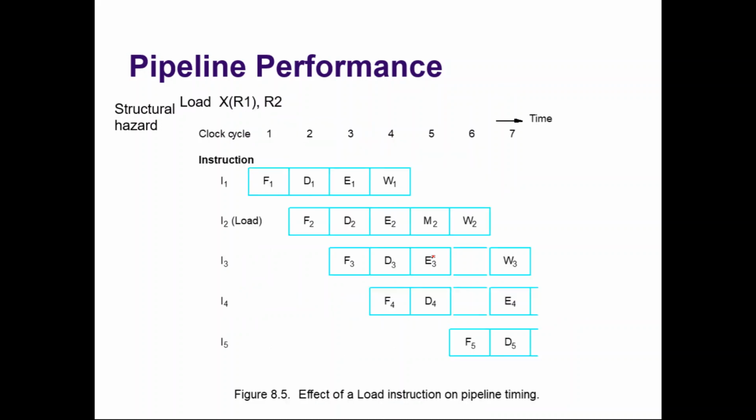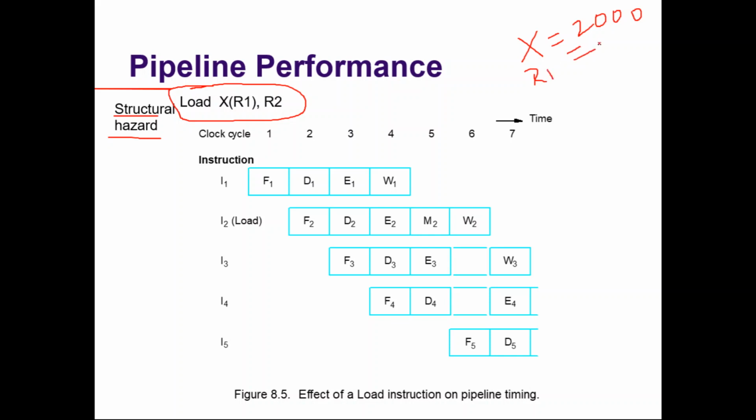Fine. So this is an example for structural hazard. Here we have an example for structural hazard. Let us see how it works. We are going to discuss this with an example instruction, load x of r1 comma r2. What this instruction does is, x represents some memory location. Say, for example, x represents memory location 2000, and r1 represents some register content.